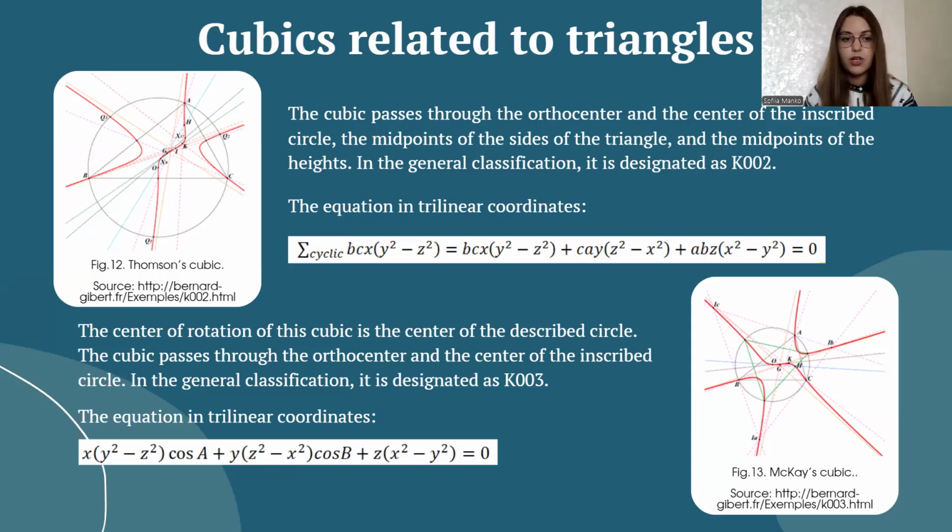Then it is a McKay cubic. The center of rotation of this cubic is the center of the circumscribed circle. The cubic passes through the orthocenter and the center of the inscribed circle. And in the general classification, it is designated as K003.